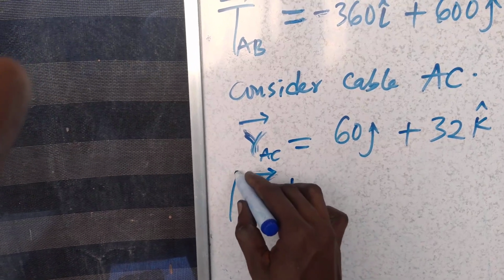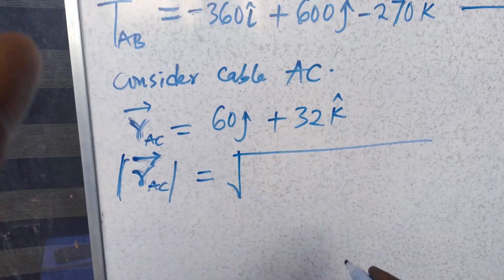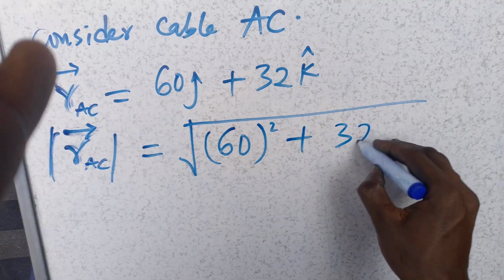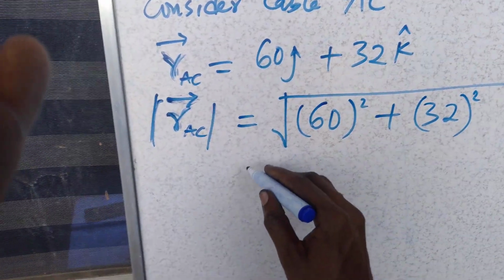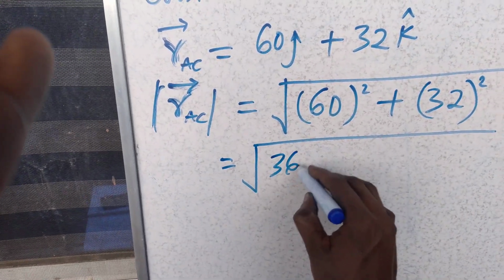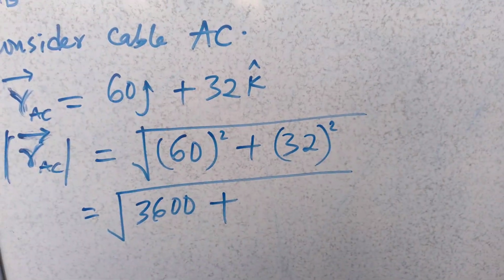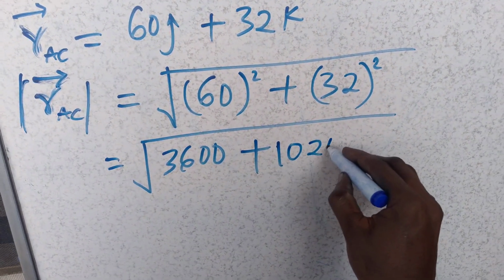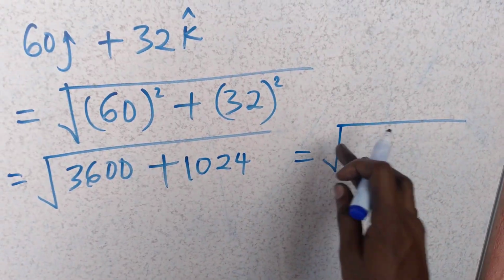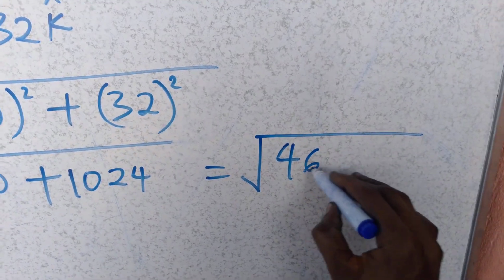Now you can find the modulus of the vector RAC. The modulus of vector RAC will be equal to the square root of 60 raised to the power of 2 plus 32 raised to the power of 2. So it equals the square root of 3600 plus 32 squared, which gives 1024. If I add them, this is the square root of 4624.